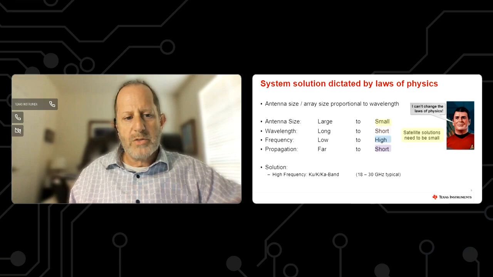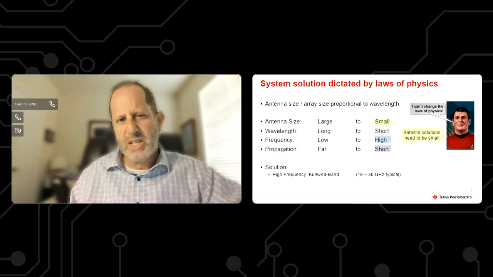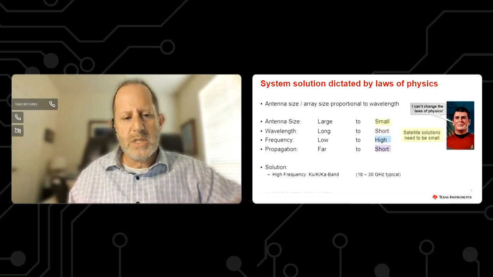Certainly as we start pushing into the high frequencies, we'll see a lot of this in the Ku, K, and Ka bands. 18 to 30 gigahertz is kind of typical for these frequencies. And we're going to be pushing into large phased array systems in order to mitigate some of the propagation losses and power requirements that we would need when we're dealing with these high frequencies.